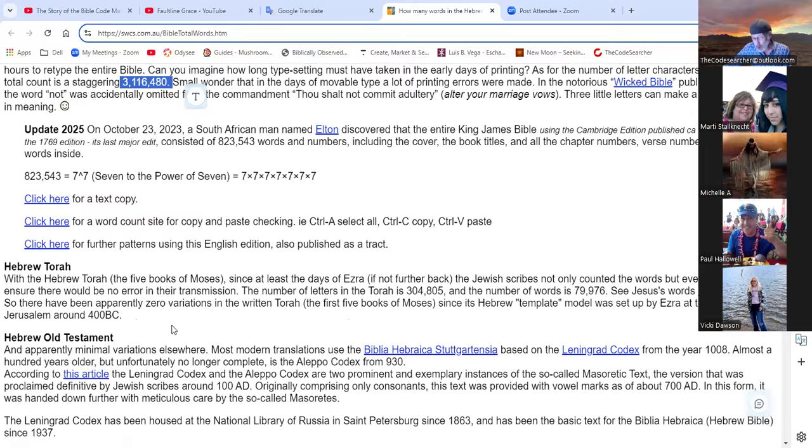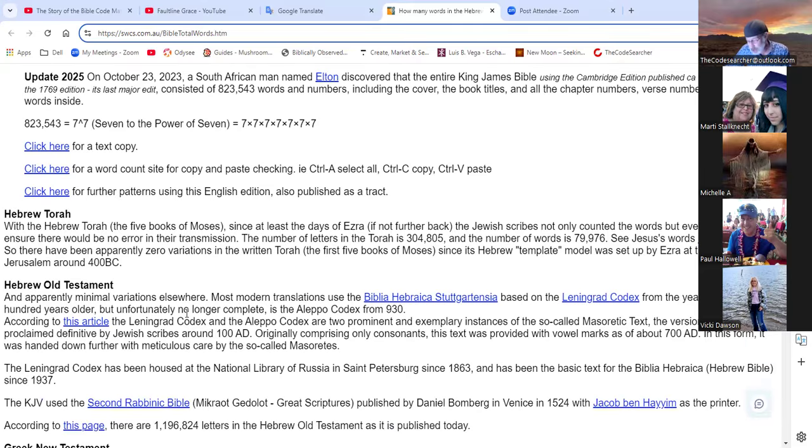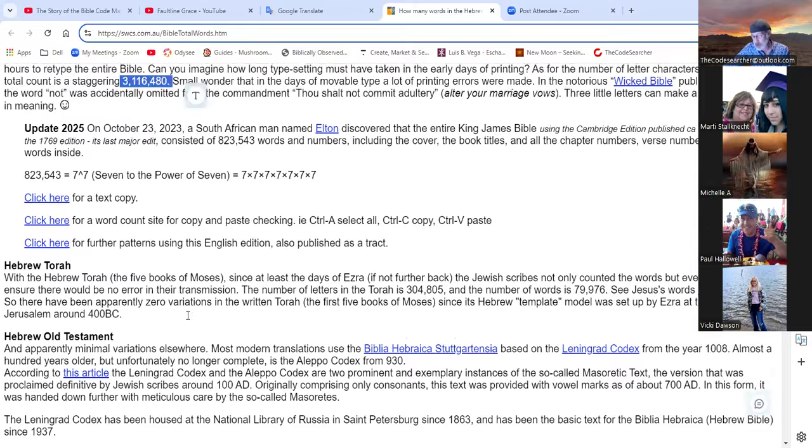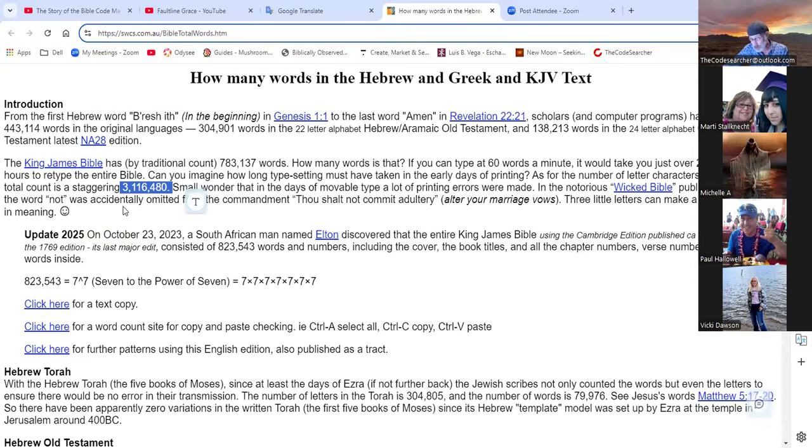But overall, we are talking of less than 4 million letters in all of the Bible, 3,116,480. If you've got a 16-letter matrix access term and you've got more than 436,000 letters between each one of those, times 16, that's more than 7 million letters. That means something is not right.